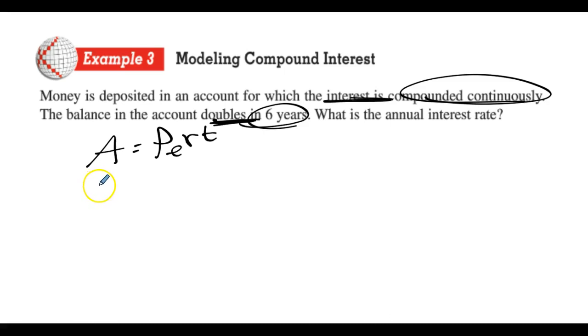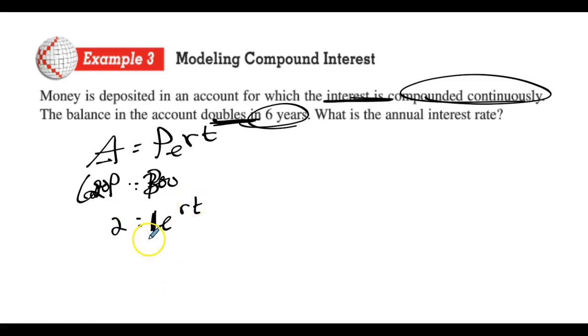So if P is 1, then A would be twice that amount. In other words, if you let P be 1, this will be twice as much, e to the rt. So it doesn't really matter. You could have let P be 300, and then this would be 600, but no matter what you do, you're going to get a 1 and a 2 here after you simplify.